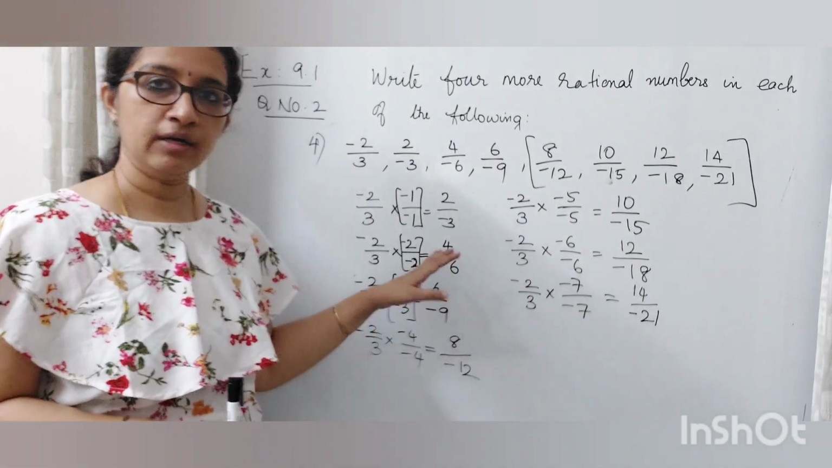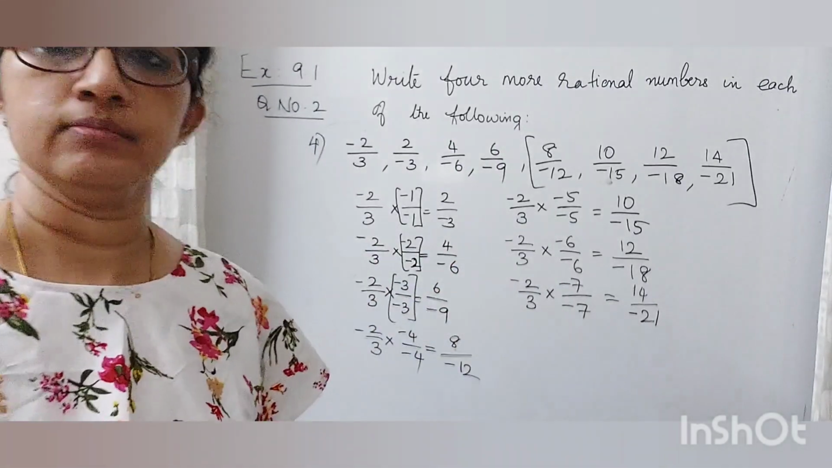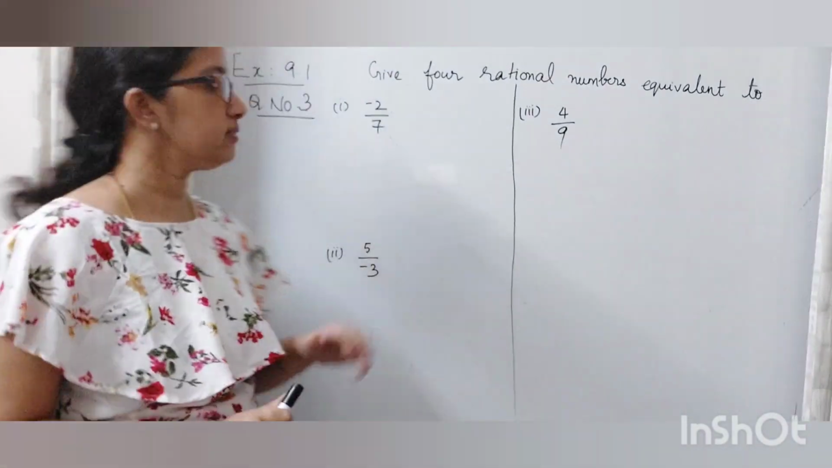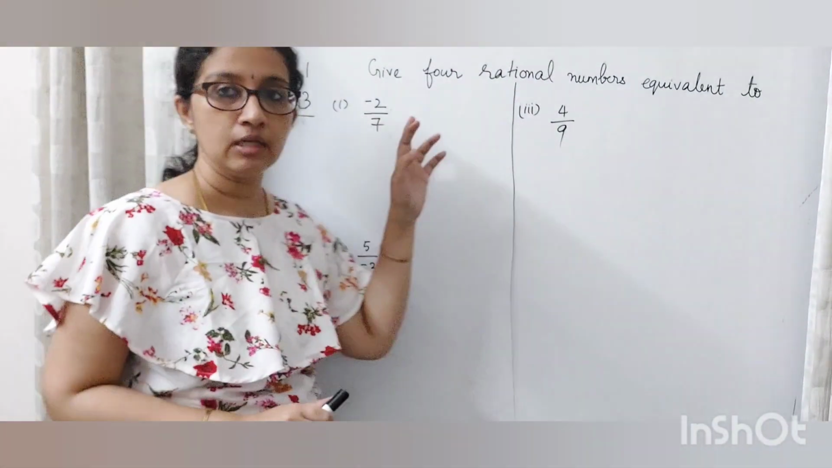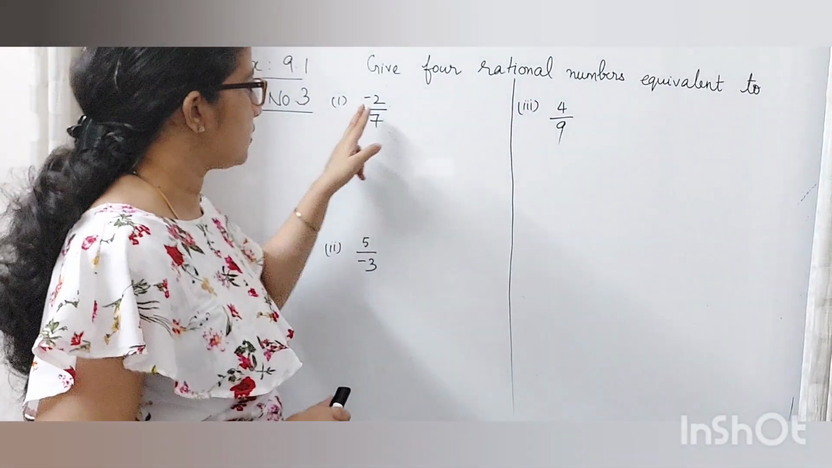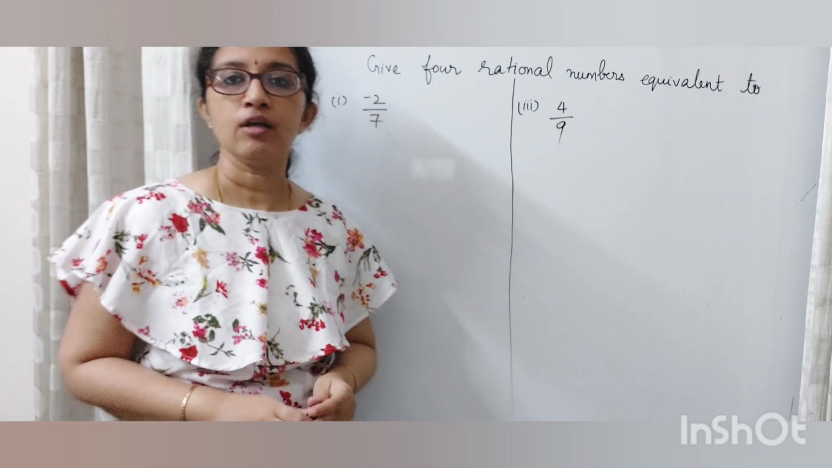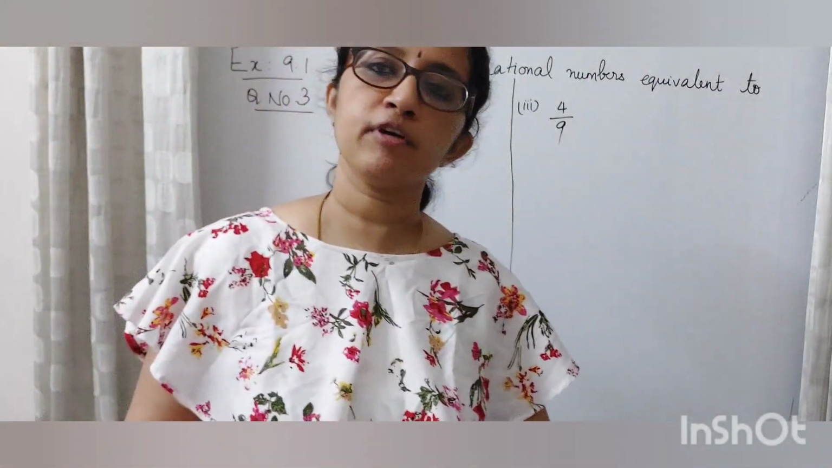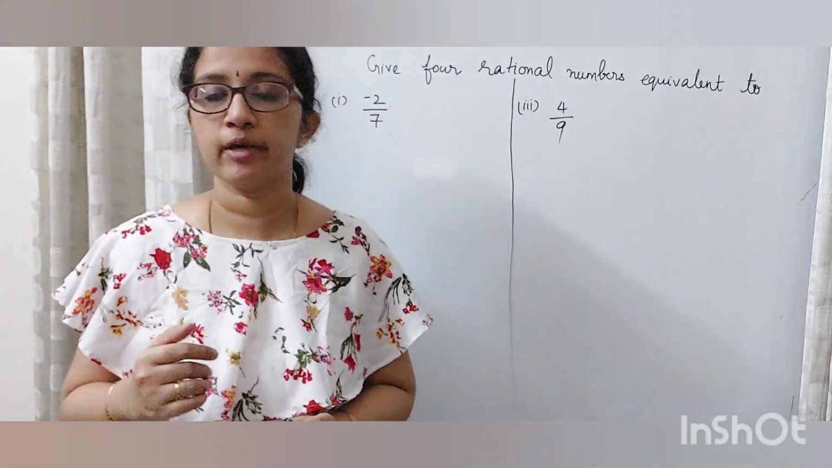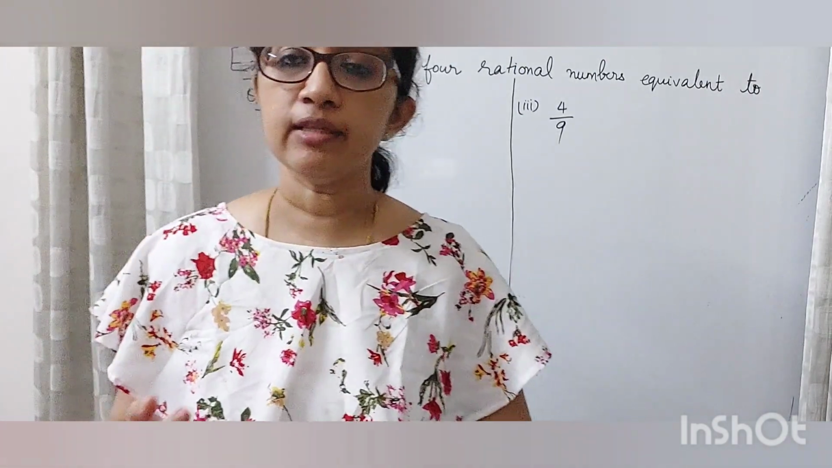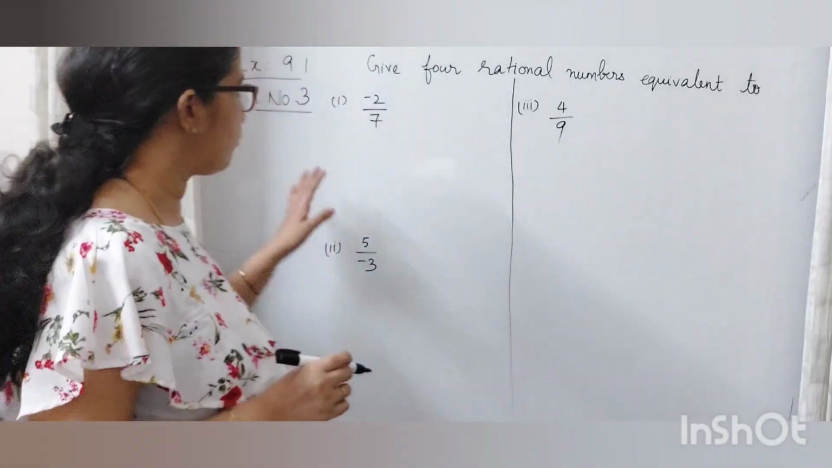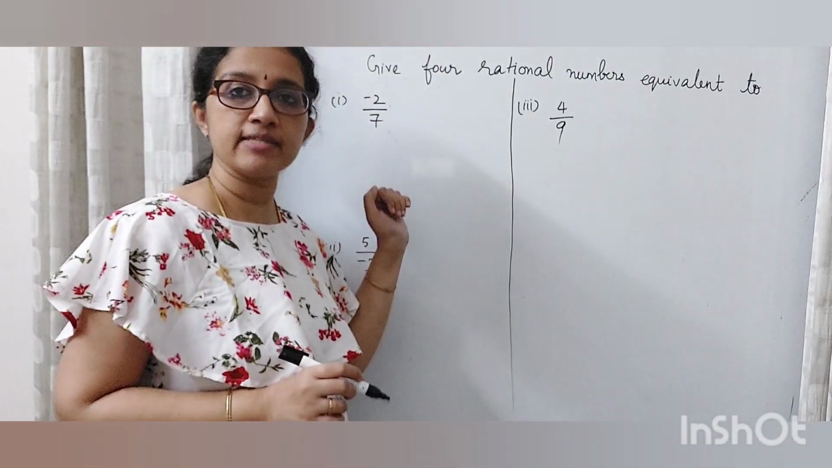Now let's move on to our next question, that is the third question. Give 4 rational numbers equivalent to, the first one is minus 2 by 7. So how do you find the equivalent of a rational number? You just have to multiply the numerator and denominator with the same number. Then you will get the equivalent of the rational number.